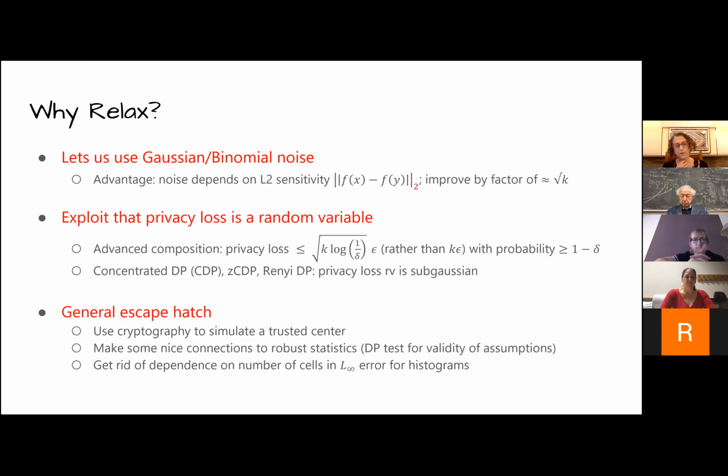But also the delta is a general escape hatch. So you can use cryptography to simulate a trusted center. And as long as the crypto system isn't broken, you can now run differentially private algorithms in various sorts of distributed fashion, relying on cryptography to help you carry out the computations of the trusted database holder in a really secret fashion. So there's some small chance that somebody will crack the crypto system. That's the delta. But if that doesn't happen, then everything is fine.